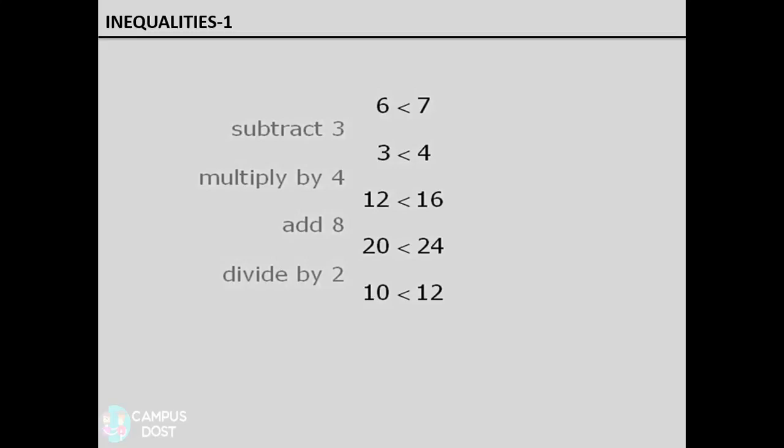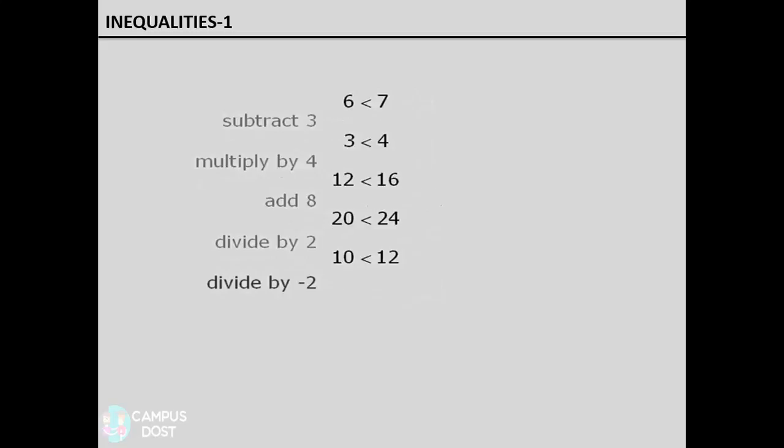However, notice what happens when we divide both sides of the inequality by -2. When we do this, we get -5 is less than -6, which is false. -5 is not less than -6, so the inequality here does not remain intact when we divide both sides by -2. In fact, it appears that we need to reverse the direction of the inequality here.